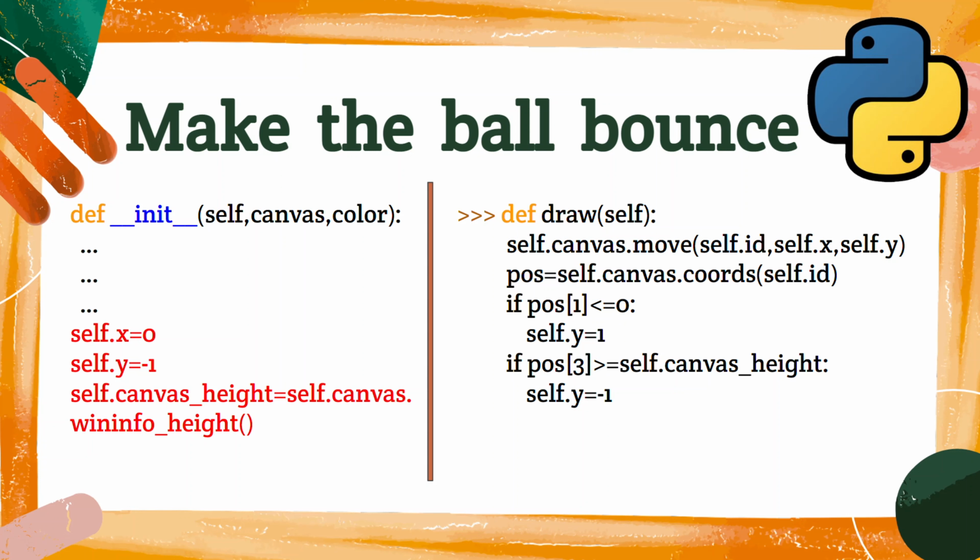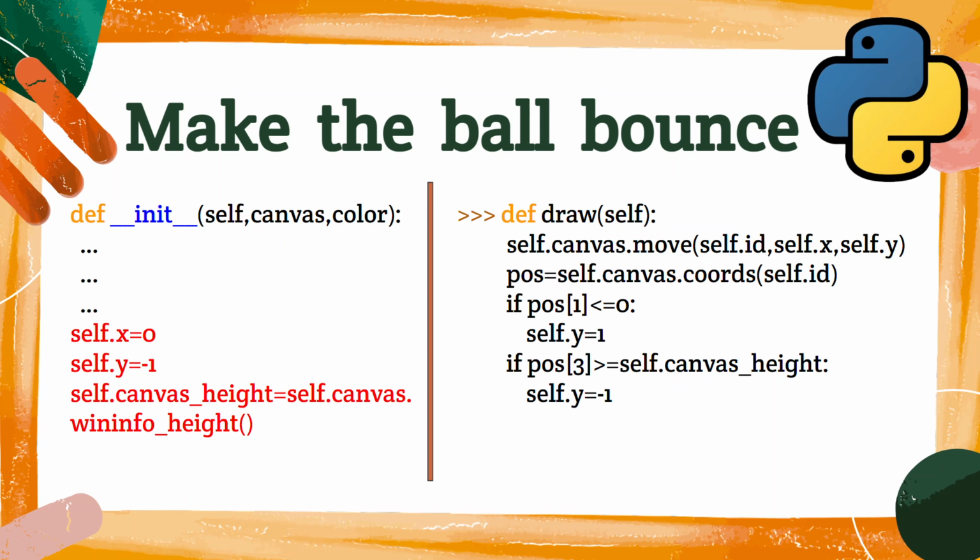Then, let's take a look at the codes inside draw function. For canvas.move function, instead of providing a fixed number, we use self.x and self.y as the second and third parameter. The next line is the most important line because we can get the position coordinate to decide how the ball moves next. The return of coordinates is a list of 4 numbers. The first 2 are the top left, x and y. The last 2 are the bottom right, x and y.